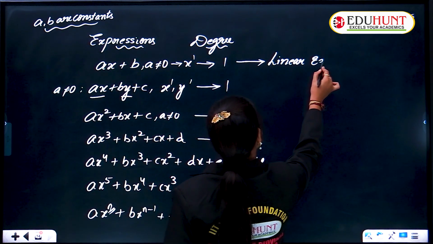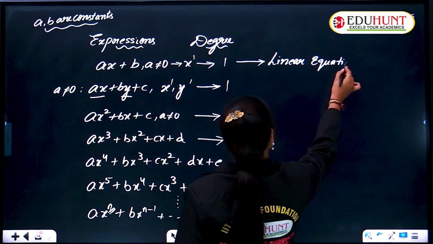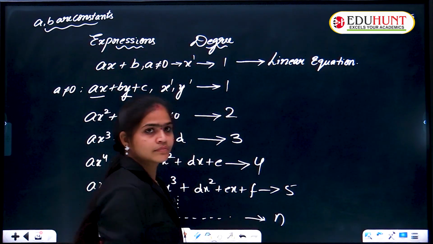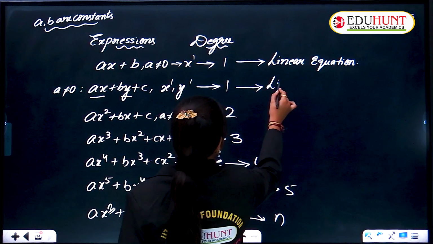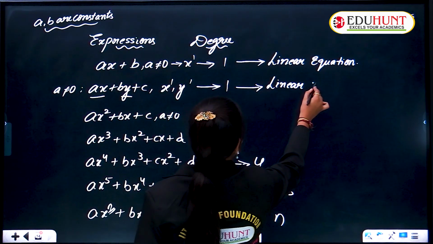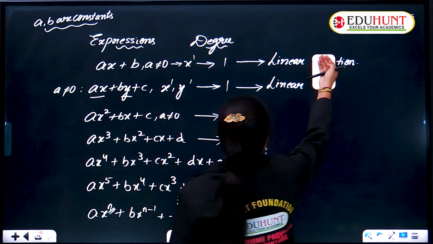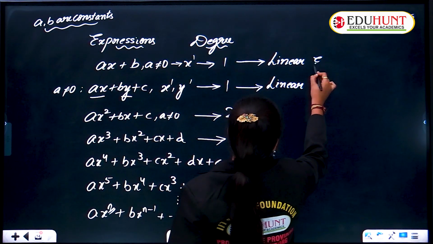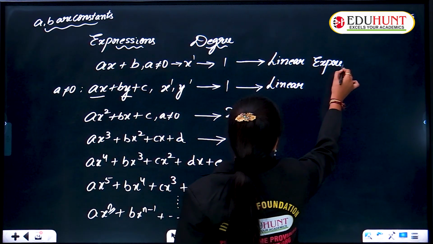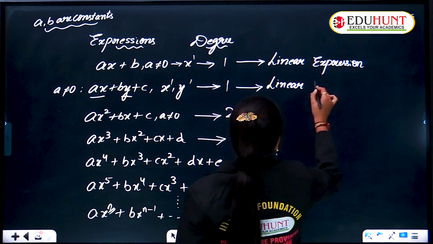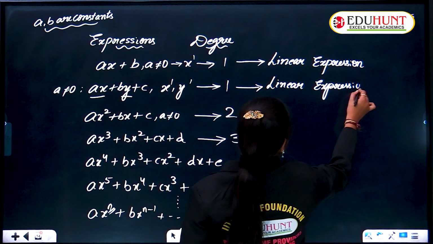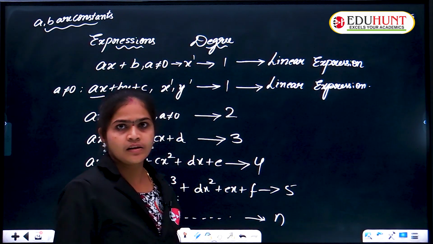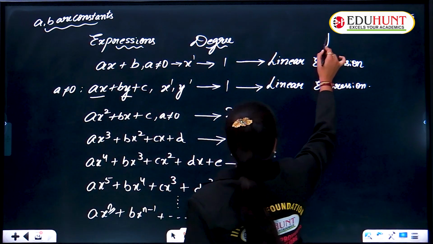Linear equation. Understood? Here also the degree is 1 only, so this is also a linear equation. Sorry, linear expression. Actually these are expressions. Linear expression or linear polynomial.